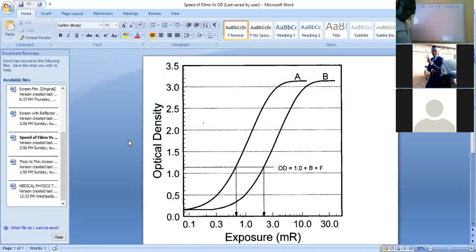We have seen how the speed of film is affected by a shift in the curve from left to right.